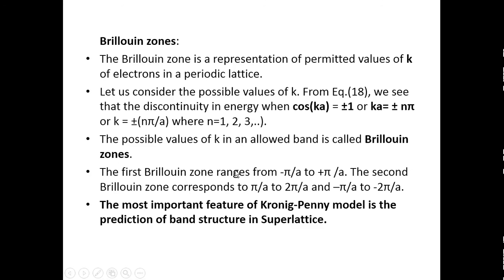The first Brillouin zone is from minus pi by A to pi by A. So in the case of superlattices, this is minus pi by D to plus pi by D. The second Brillouin zone is from pi by A to 2 pi by A, and from minus pi by A to minus 2 pi by A.